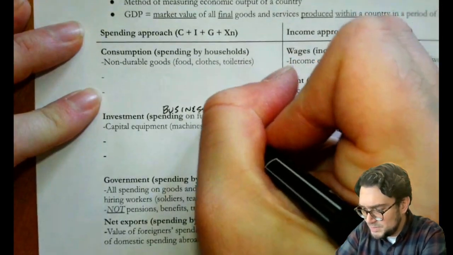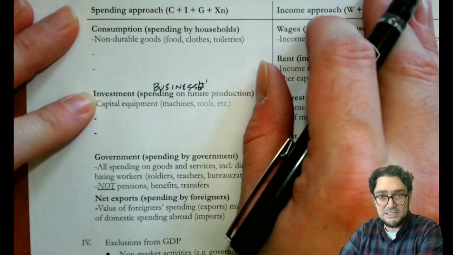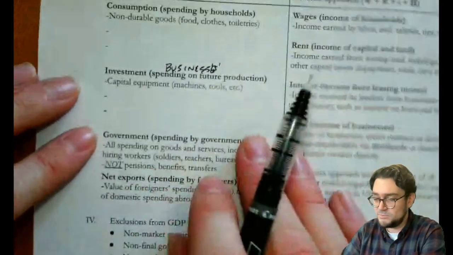I think I did that wrong. Businesses spending on future production. So it's when the businesses buy things. And then there's government spending, right? So again, I am sorry.